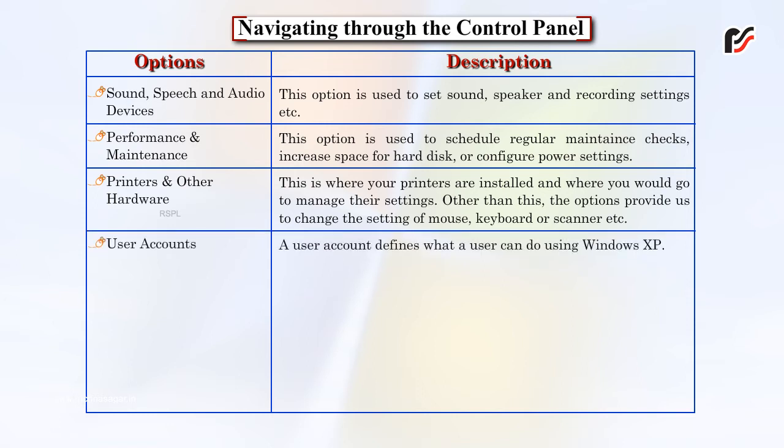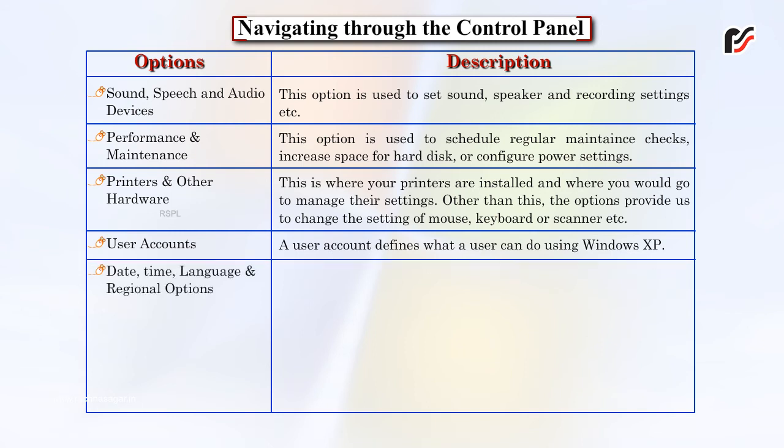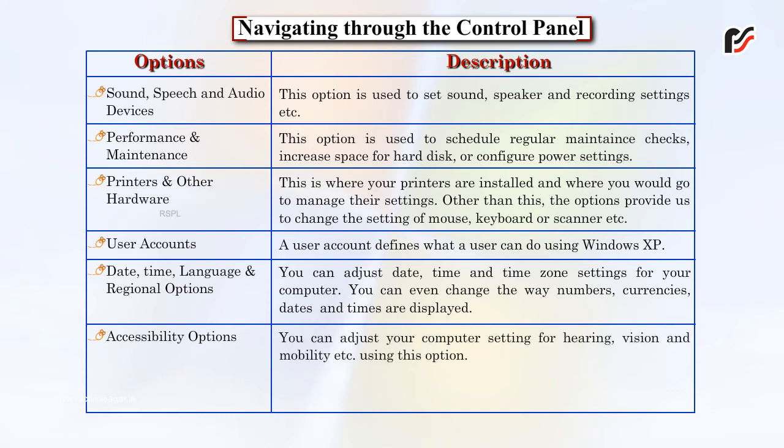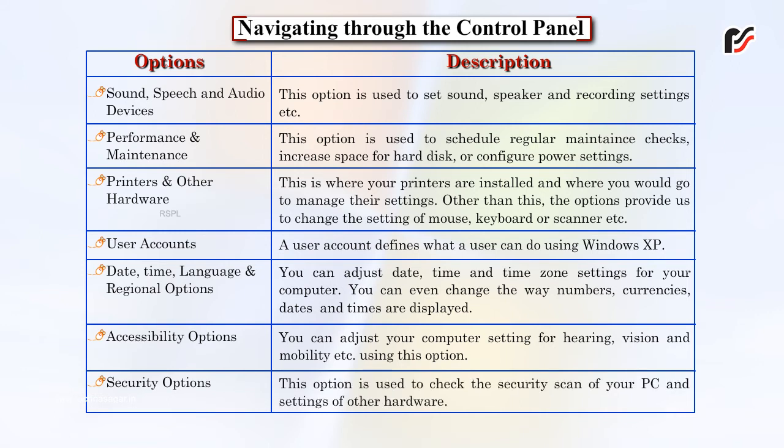User accounts. A user account defines what a user can do using Windows XP. Date, time, language and regional options. You can adjust date, time and time zone settings for your computer. You can even change the way numbers, currencies, dates, and times are displayed. Accessibility options. You can adjust your computer settings for hearing, vision, and mobility, etc. using this option. Security options. This option is used to check the security scan of your PC and settings of other hardware.